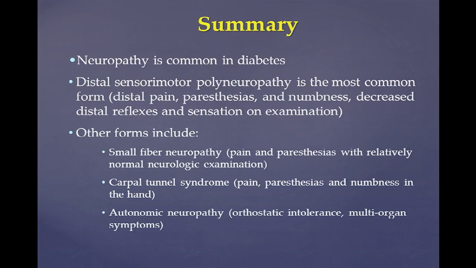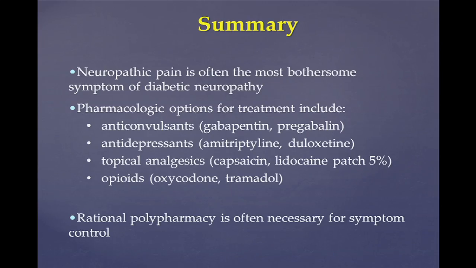Neuropathy is common in diabetes. Distal symmetric polyneuropathy, which is sensory predominant, is the most common form of it. Other forms include carpal tunnel syndrome and autonomic neuropathy, as well as small fiber neuropathy, which can present just with pain and paresthesias in the feet with a relatively normal neurologic exam. Neuropathic pain is often the most bothersome symptom of diabetic peripheral neuropathy, and pharmacologic options include the anticonvulsants, the antidepressants, topical analgesics, and non-specific analgesics such as the opioids. Sometimes these must be used in combination for the greatest effect.